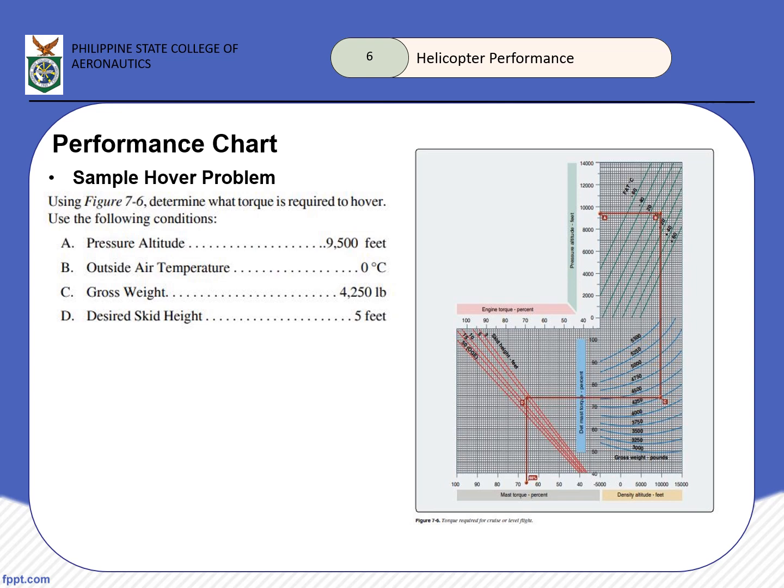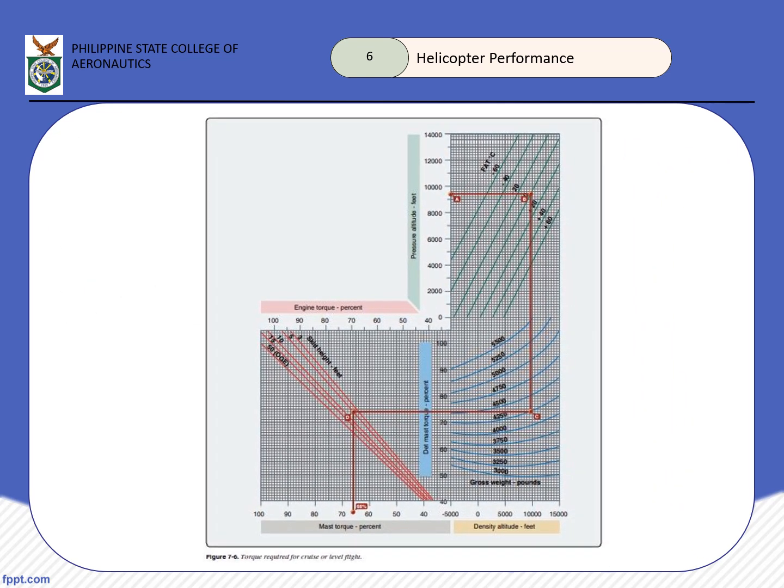So, here is a more zoomed version of the photo. First, enter the chart at 9,500 feet pressure altitude, since that is our given. Then move right to outside air temperature, which is also our given, 0 degrees Celsius. Then from that point, move down to 4,250 pounds gross weight, given natin. Then move left to 5 foot skid height. So drop down to read the 66% torque required to hover. And that's pretty much it.